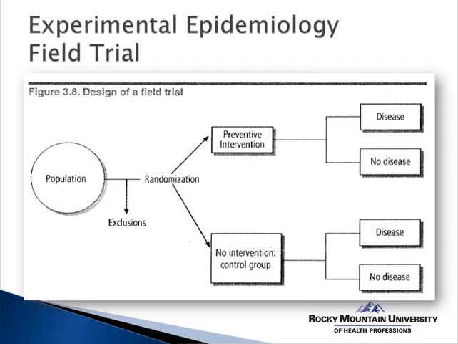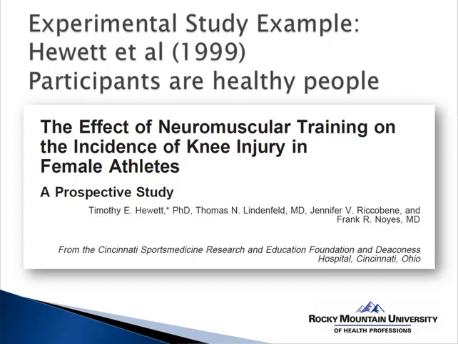This field trial looks kind of like a prospective cohort design. It also looks like a randomized controlled trial design because that's what's occurring here. There's randomization. In a randomized controlled trial, you'd have one group getting the intervention, the other group not getting that intervention, or maybe an alternate intervention. And then you're looking at the onset of disease or injury in each group. So it looks again like a prospective cohort, but the key feature here is that randomization has occurred.